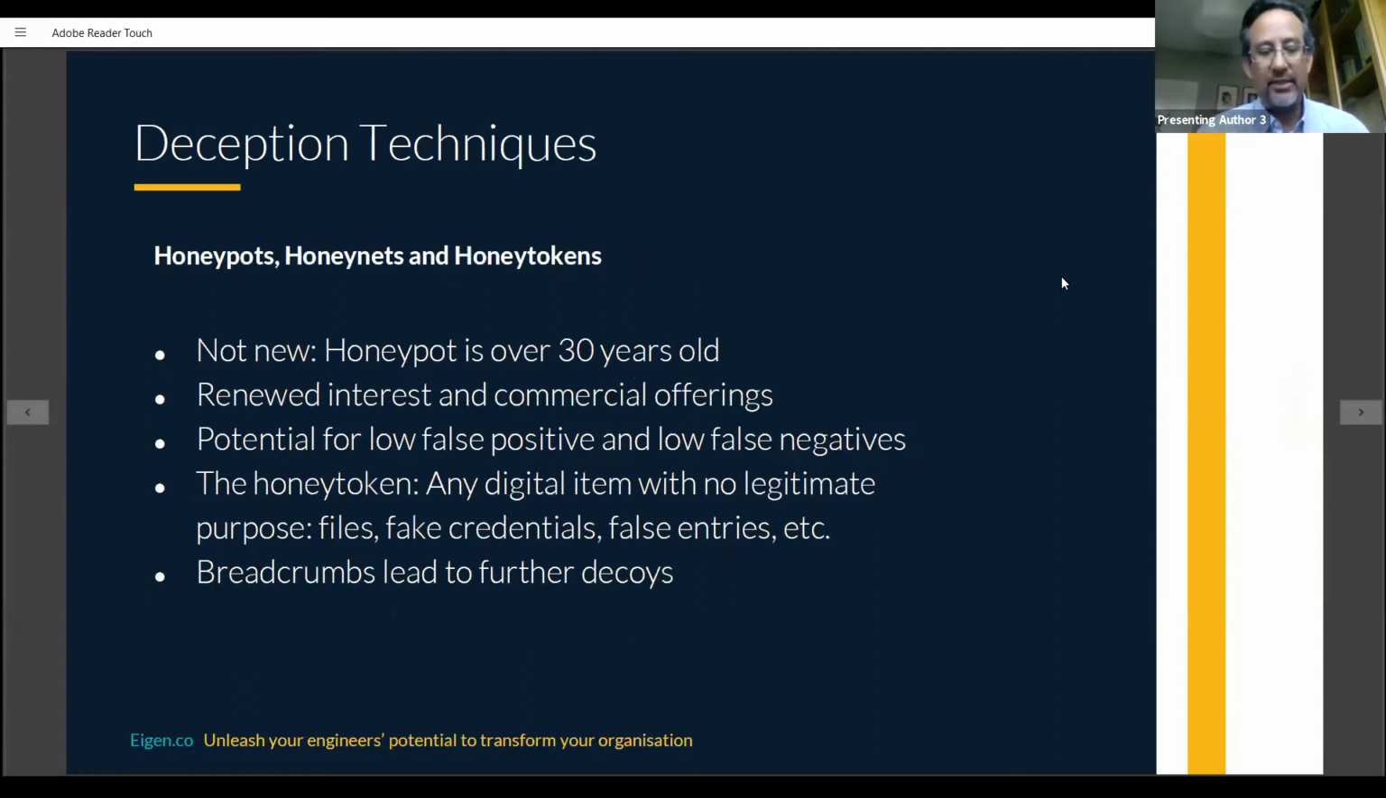In terms of deception, we decided for our investigation to investigate deception techniques. Now, the original deception technique is not new. The honeypot is actually over 30 years old. It's been around for a while. However, right now there's a renewed interest in this family of techniques with honeynets and simpler objects called honey tokens. In an earlier presentation, this was called decoy elements. It's the same thing. Also, breadcrumbs is another term.